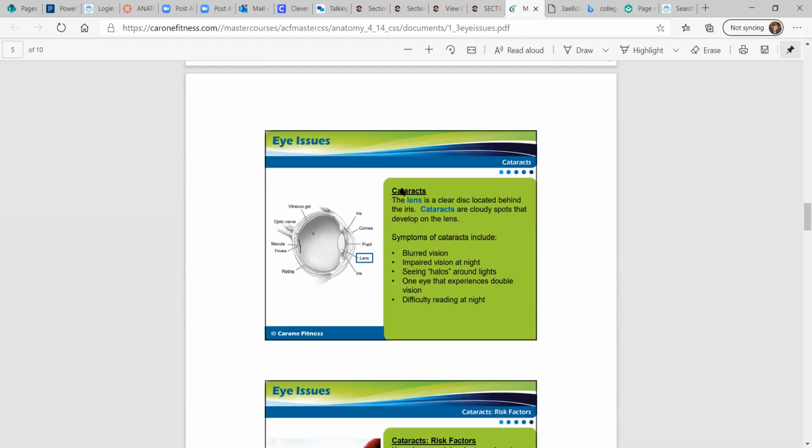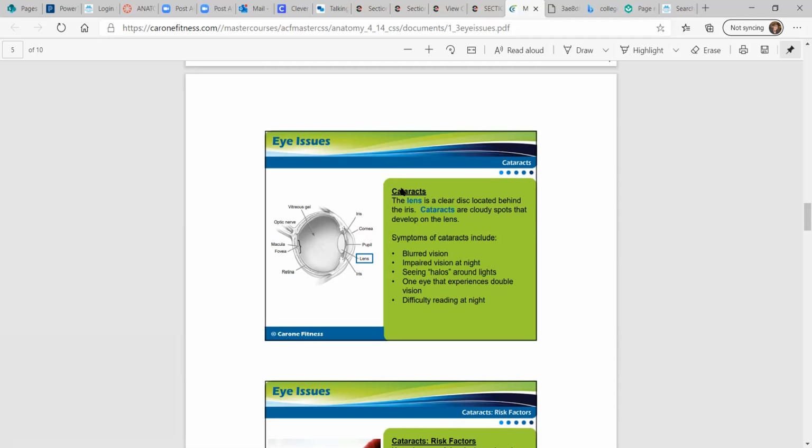Next issue that can develop, cataracts. The lens is the clear disc located behind the iris, remember? And cataracts are cloudy spots that develop on this lens. If you have a dog, you may notice their eyes get cloudy when they're older, or cats. Similar thing that happens in humans, that little lens gets cloudy.